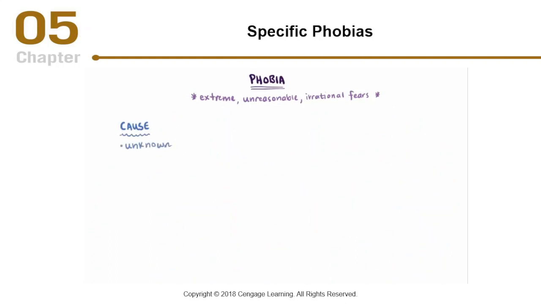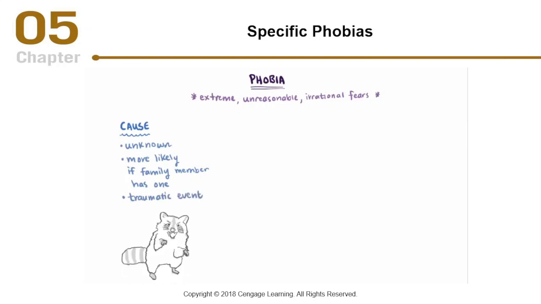But what causes a phobia? Well, we don't really know, but we do know that you're more likely to develop one if you have a family member with a phobia. Sometimes, though, phobias might be caused by specific traumatic events, like being confronted by an aggressive raccoon.